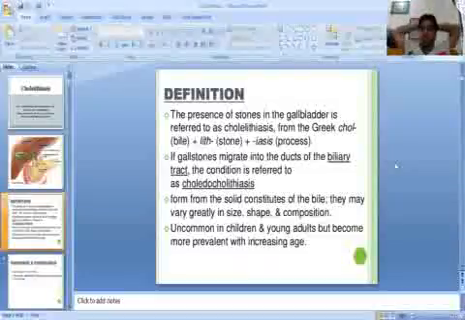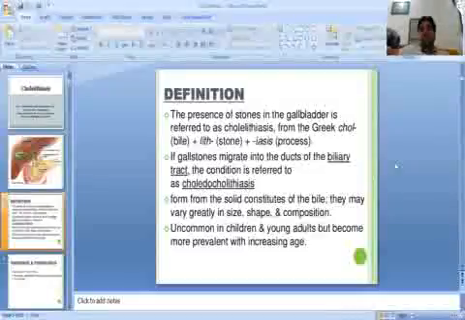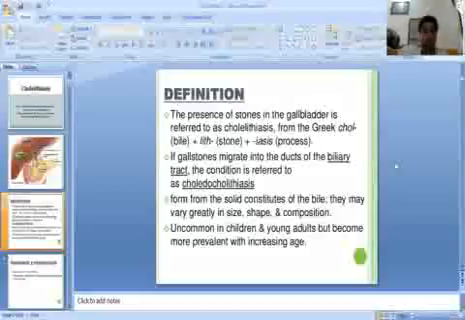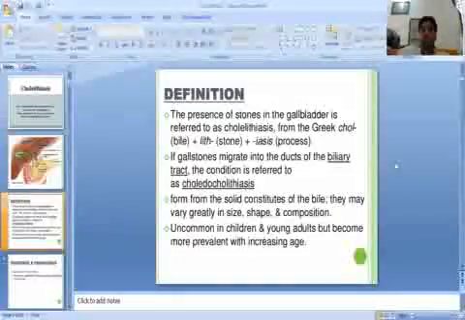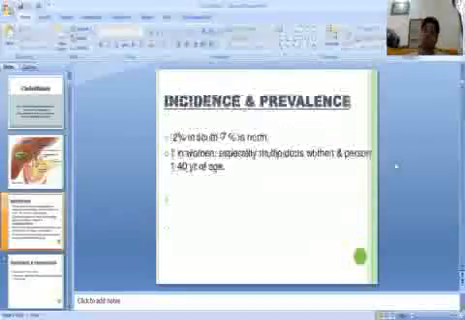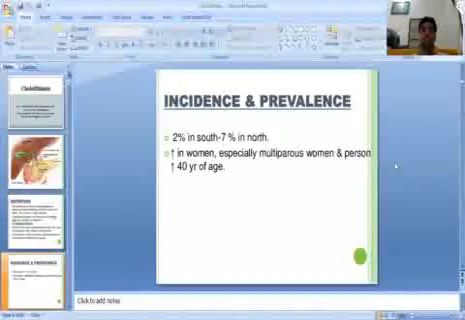The presence of stone in the gallbladder is referred to as cholelithiasis. If stones migrate into the ducts of the biliary tract, the condition is referred to as choledocholithiasis. They are formed from the solid constituents of the bile and may vary greatly in size, shape, and composition. Uncommon in children and young adults, but they become more prevalent with increasing age. This is the incidence and prevalence of lithiasis.